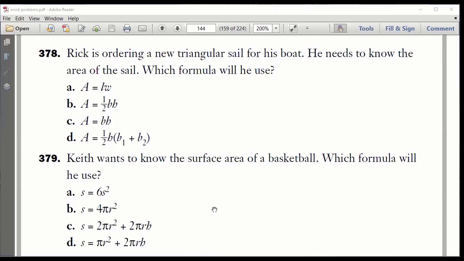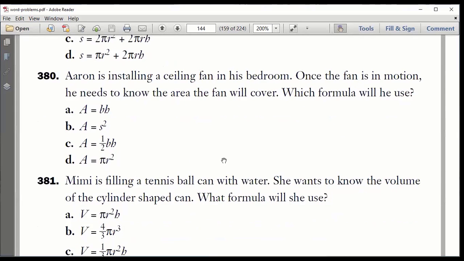So that's why any triangle is like this. Now if you see, Rick is ordering a new triangular sail for his boat. He needs to know the area of the sail, which is a triangle. Suppose one dimension is base, one is height. It will be half into base into height, or only BH? Saksham, it will be half into B into H, right? That's why option number 2. Got everybody?